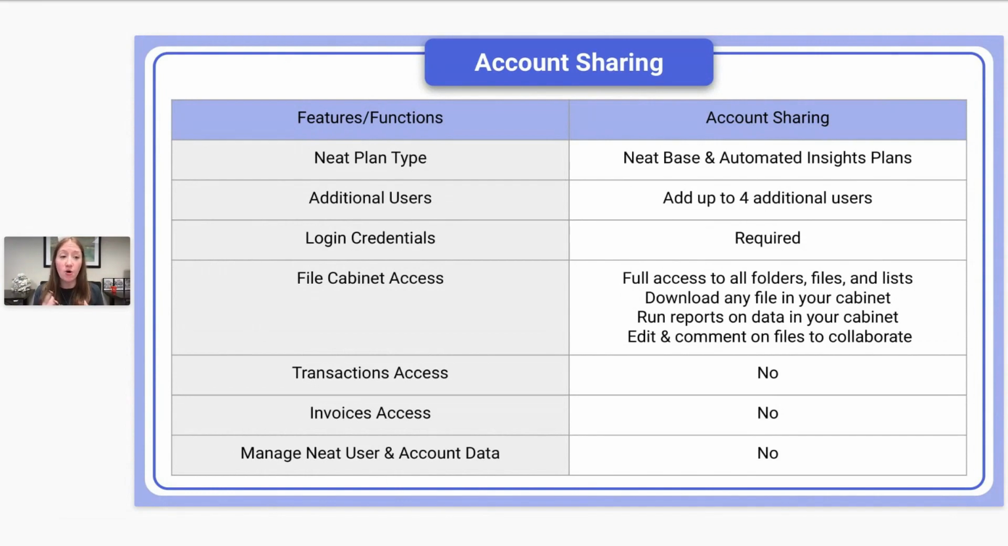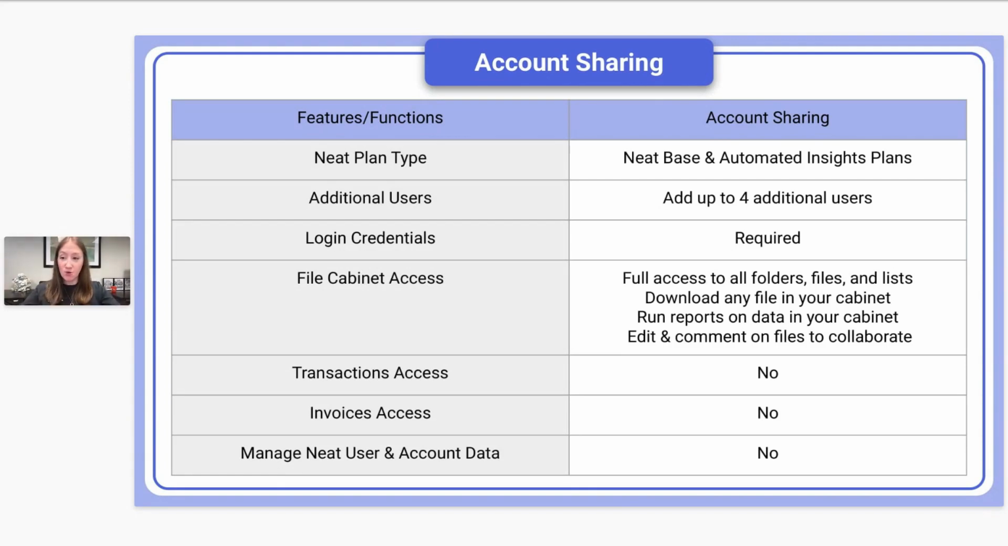For example, if you're on an automated insights plan, your additional users will not be able to access your transaction streaming features, and they will also not be able to access your invoicing features. These users will also not be able to access any of your Neat account settings. So they can't access your Neat account user profile to make any changes, or your account settings to make any changes, or your billing portal to make any changes to your actual Neat account. They will be restricted to your file cabinet section. And if they try to access other sections of the application, they'll get an error message that says they do not have authorization to view that section of the app.